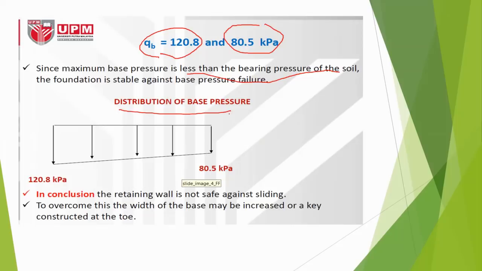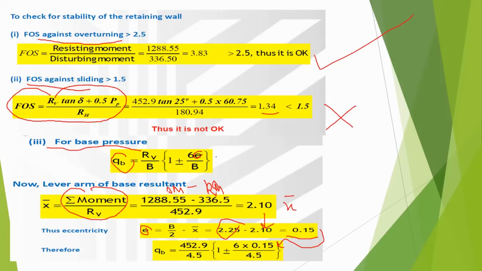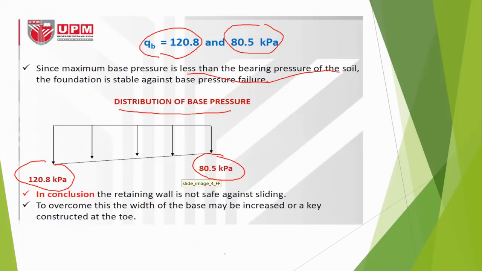So the bigger one is 120.8, and this one is 80.5. That's why I want you to do it one by one. First do plus, get a value. And then you do negative, subtract. That's why you get two values. Okay? So this value is considered the big value, 120.8, and this is a lower value, 80.5.